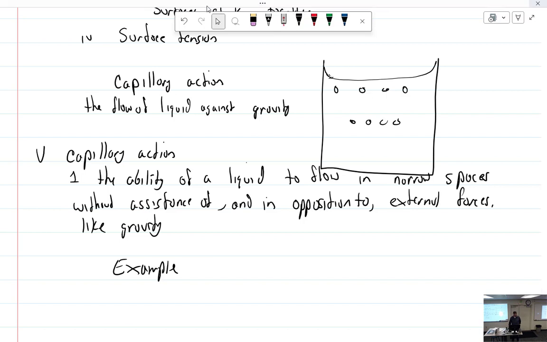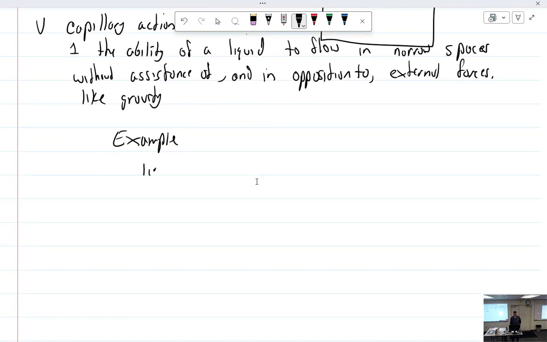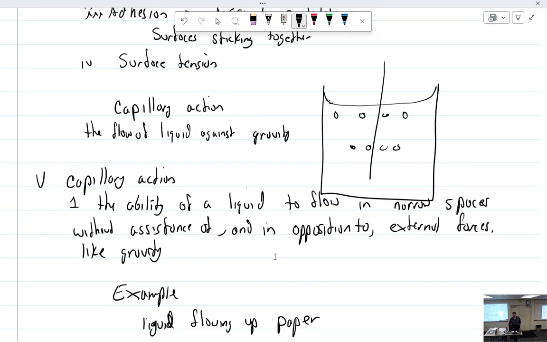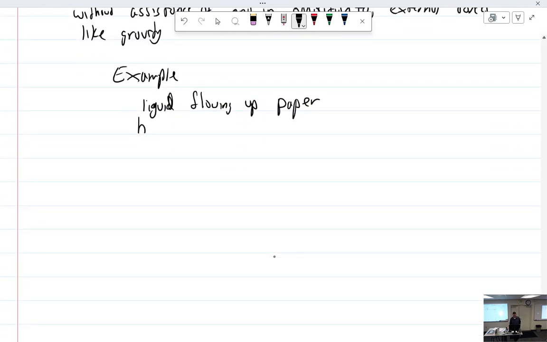Example: liquid flowing up paper. What about when you take a straw and you put a straw in some liquid? What level is the liquid in the straw? A little bit higher. Just a little bit higher. That is called capillary action. I don't think it's quite as high as a McDonald's straw. Those are like sewer pipes, right? They have the best straws, or they used to.